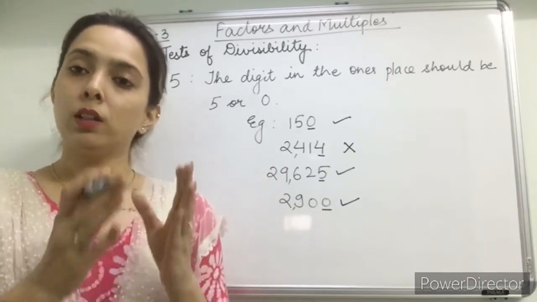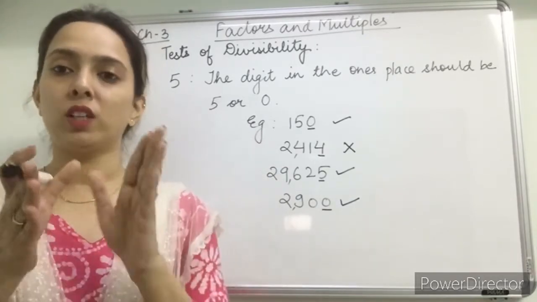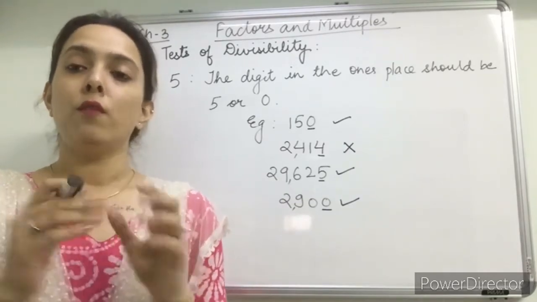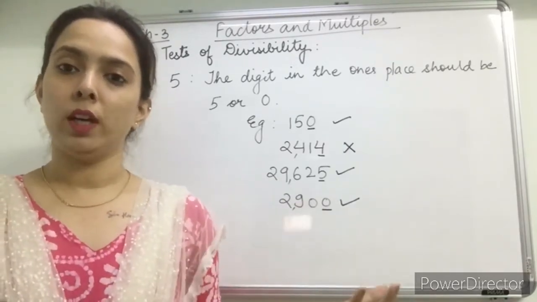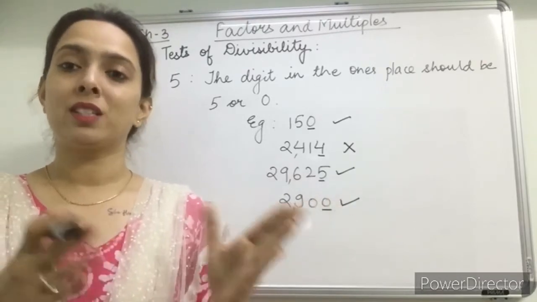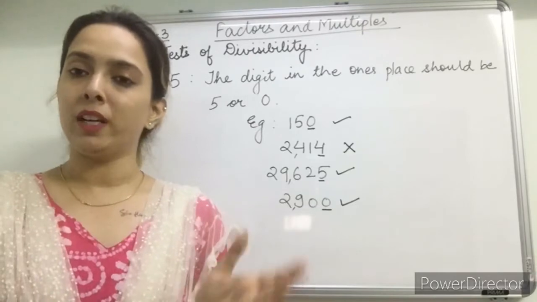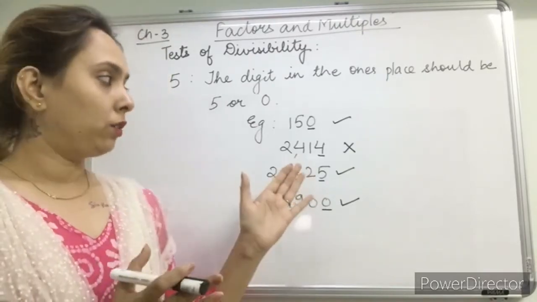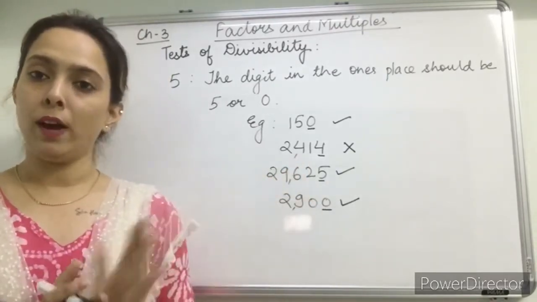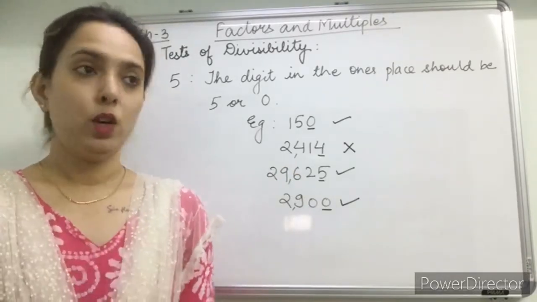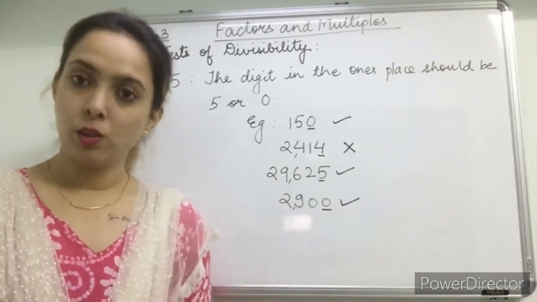So all these rules have different things to be followed, so don't mix up all these rules. The rule for 2 is fixed, rule for 3 is fixed, rule for 5 is fixed, and so on. So whenever somebody asks you what is the rule of 3, you should remember that if the sum of digits is divisible by 3, that means the complete number is divisible by 3. If the number ends with 0 or 5, that means the complete number is divisible by 5. So you have to remember all these rules.